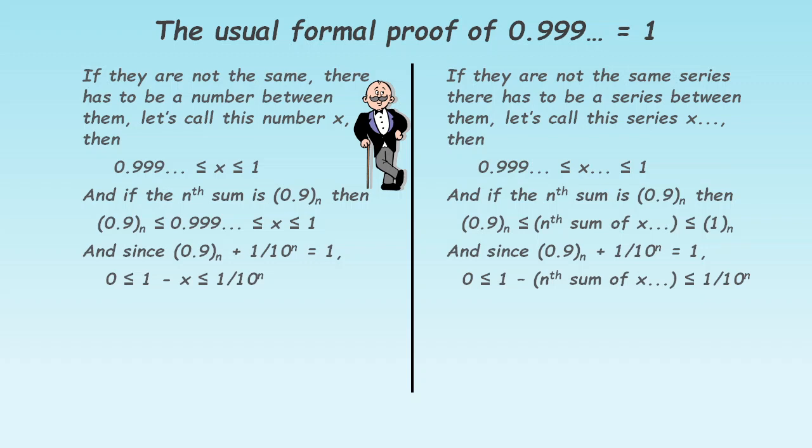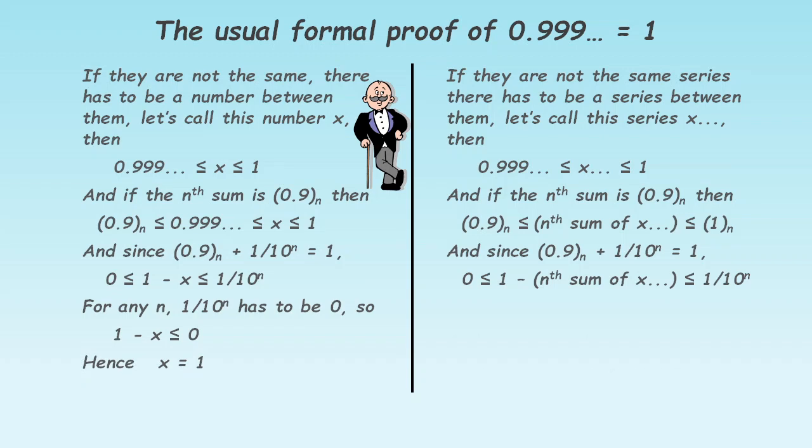In the formal proof, the muddled logic continues with the idea that 1 over 10 to the power n can be replaced by 0. Therefore, 1 minus x must be less than or equal to 0, thus proving that any value we try to place between them must equal 1. Therefore, they must be the same value.